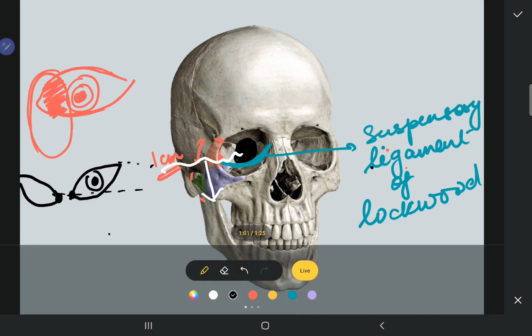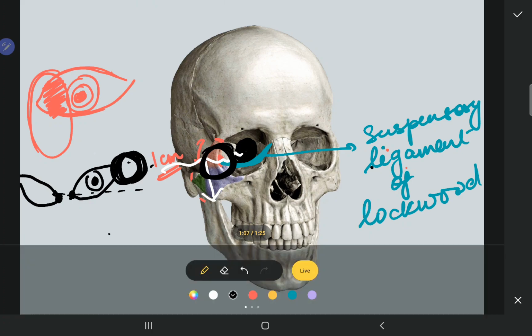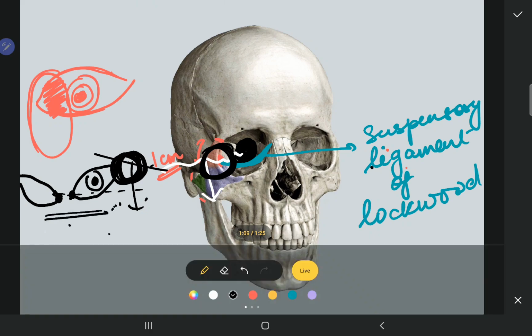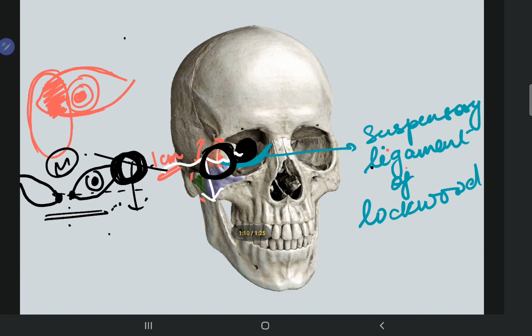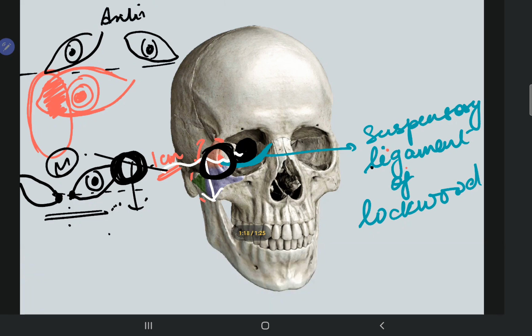And we know that here on the lateral part, because of the zygomaticomaxillary complex fracture, there is injury to the suspensory ligament of Lockwood. So this whole of the thing descends down. So instead of this form, this is what we call the mongoloid slant. Instead of that, what happens? The eyes become like this. So the lateral canthus becomes more down compared to the medial canthus of the eye. So this particular type of eyes we call the anti-mongoloid slant of the eyes.